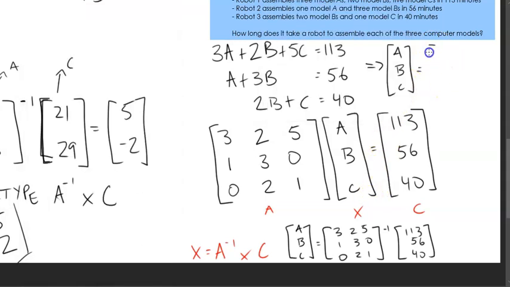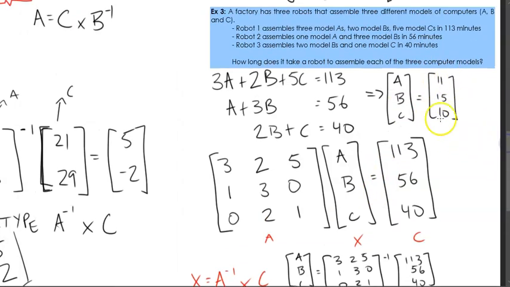Or in other words, for the robot to create model A, it takes 11 minutes. For model B, it will take 15 minutes. And for model C, it will take 10 minutes. And when you substitute these values into all 3 equations, you should get these answers respectively.